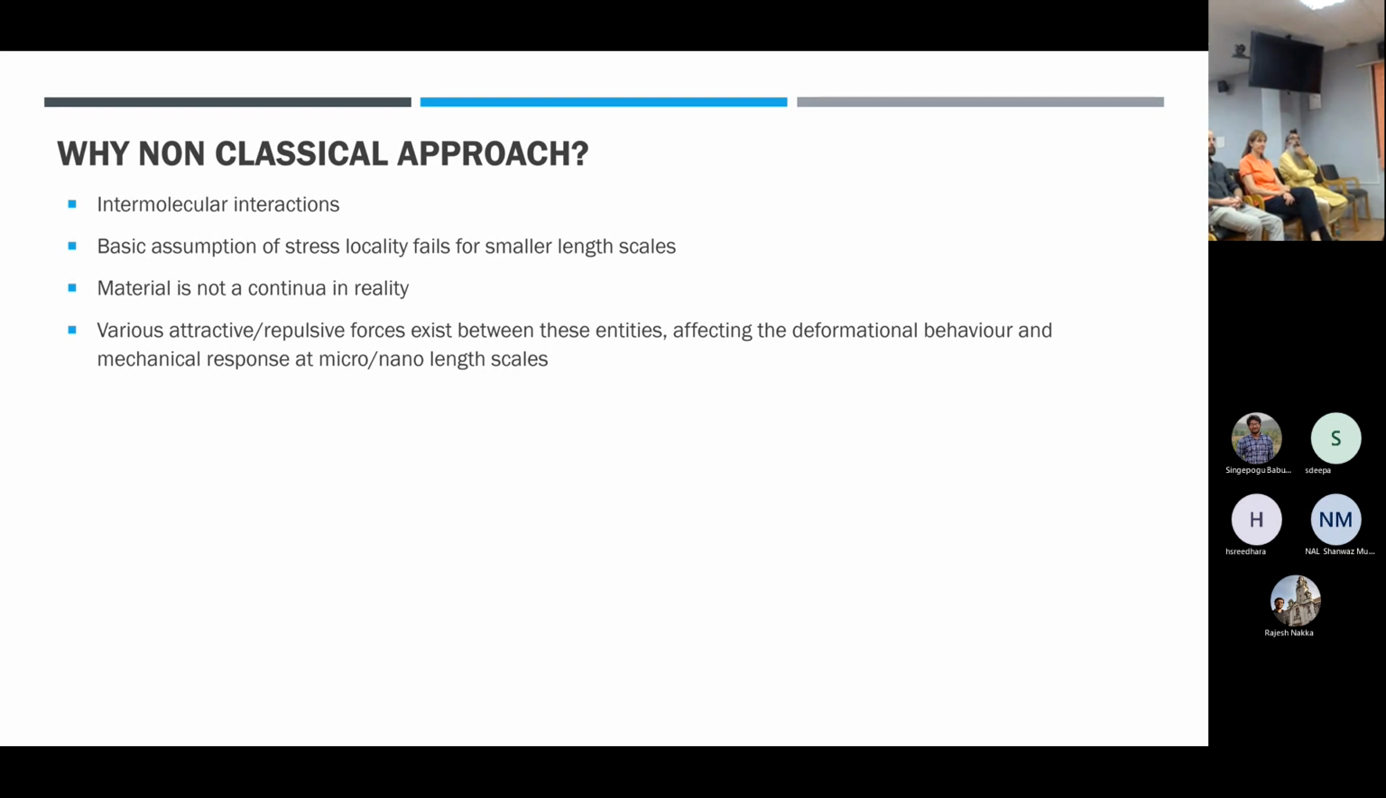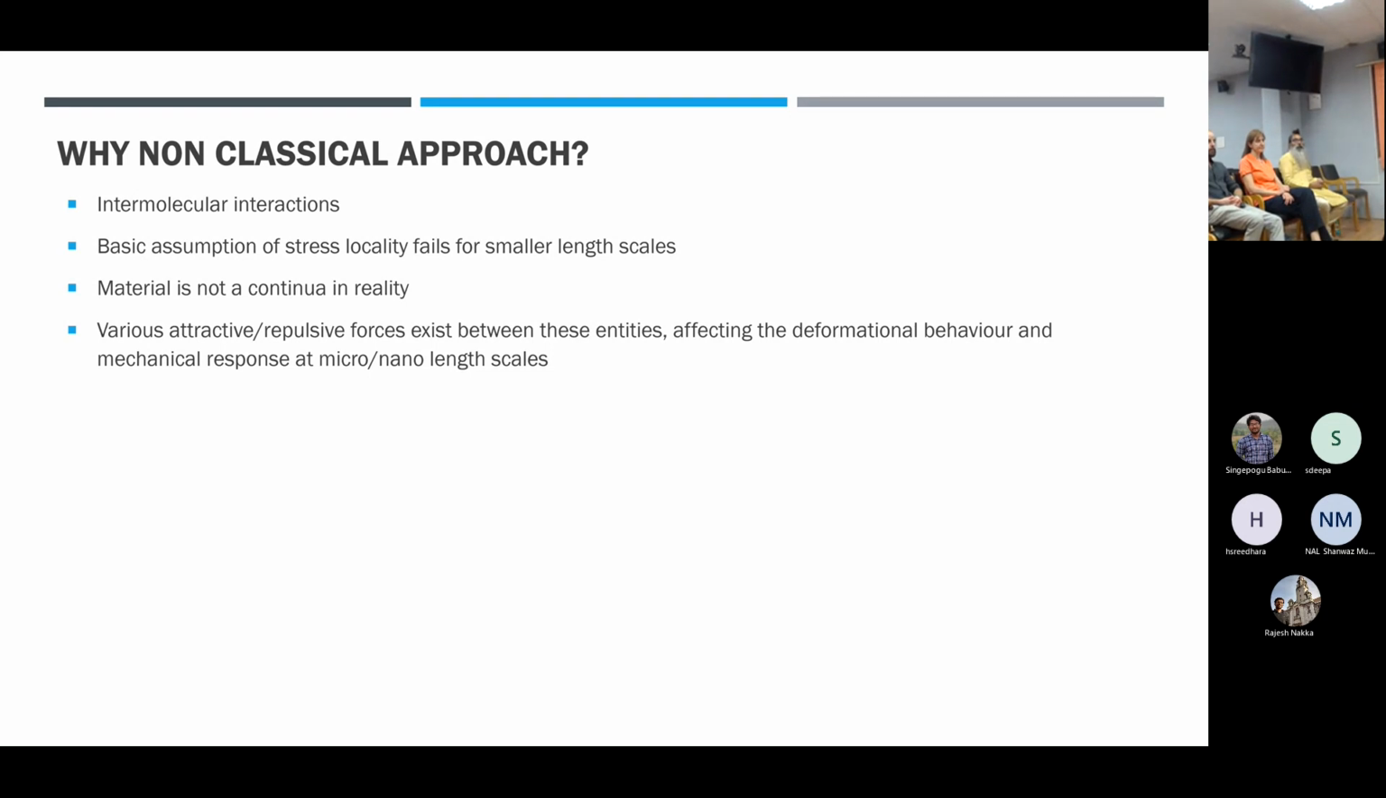So we need to add that to the existing continuum mechanics. And material is not a continua in reality. And various attractive and repulsive forces exist between these entities and they affect the deformational behavior. And also when we look into some highly nonlinear phenomena like plasticity and fracture, there the crack is very small. So we have to again consider the effect of these parameters in the vicinity of the crack or even for plasticity applications, these approaches come in handy.